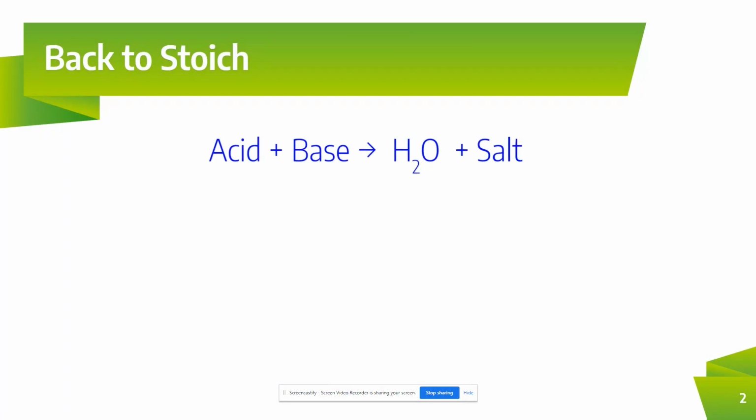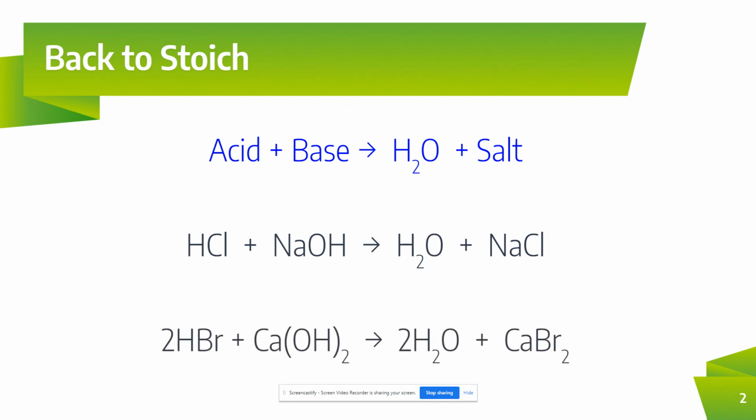The general formula of this type of equation is acid plus base yields H2O plus salt. A salt in this case can just be any ionic substance. As a couple examples, hydrochloric acid plus sodium hydroxide yields water and sodium chloride. As another example, hydrobromic acid plus calcium hydroxide yields water and calcium bromide.